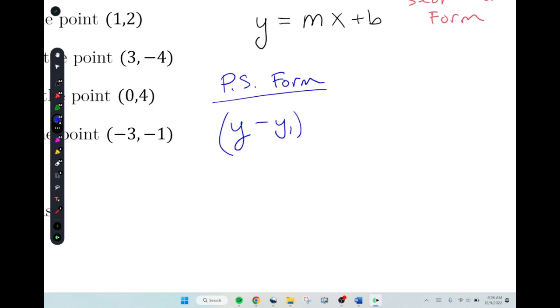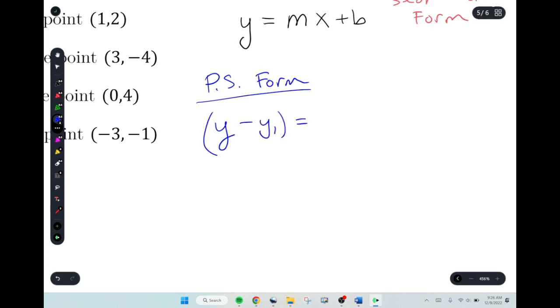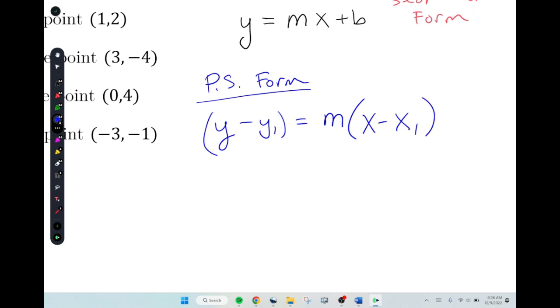Oh, that's on one side of the equal sign? And then on the other side, it also starts very similar. Your slope stays there, but instead of x1 it's x minus x1. And you're done. All right. That's it.